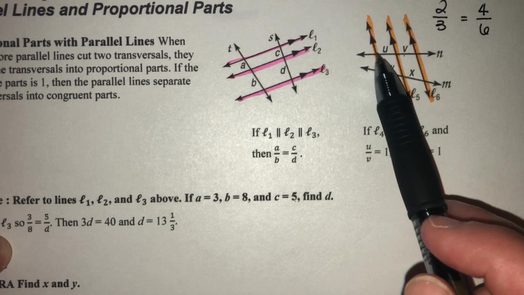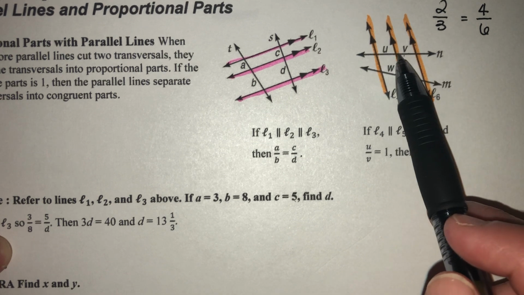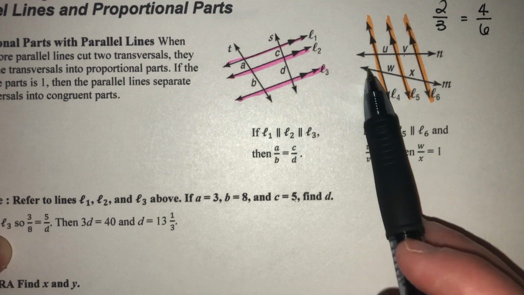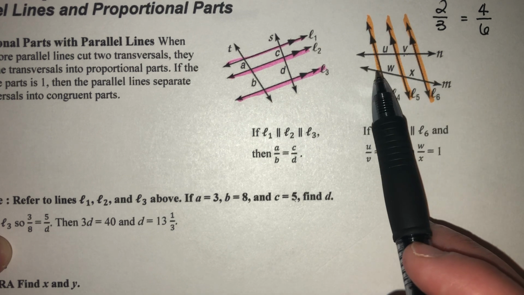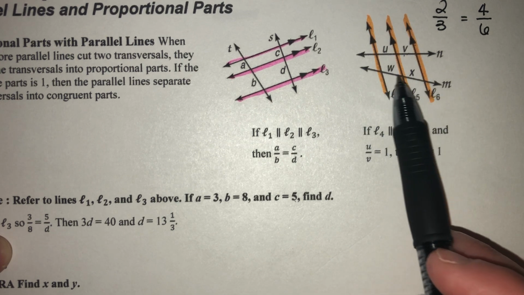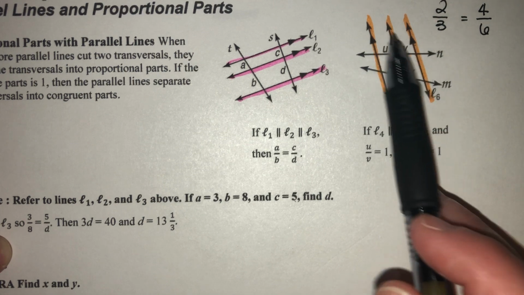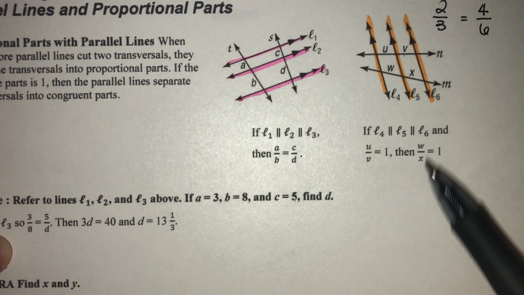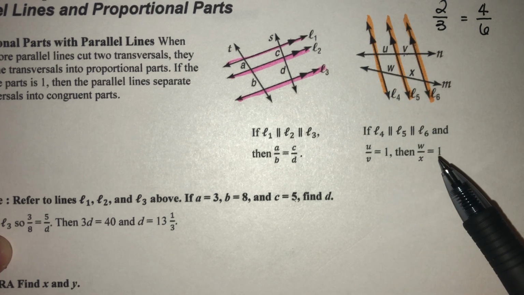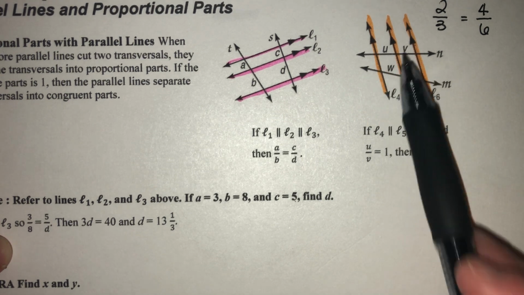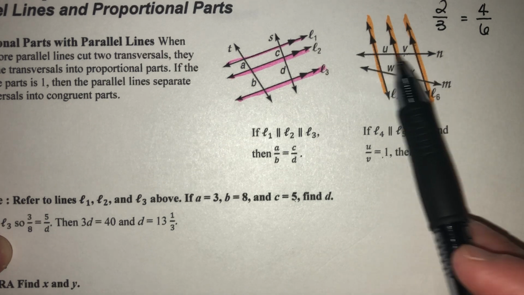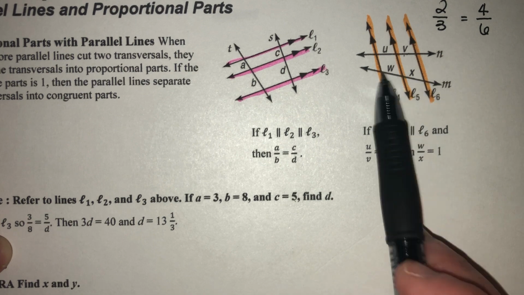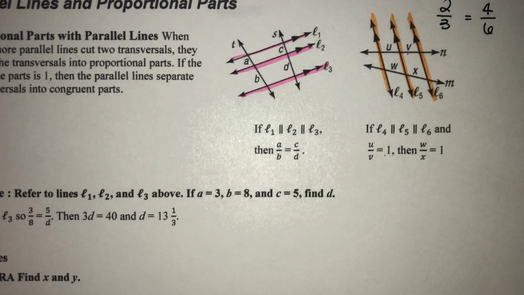So it basically means this line segment in this little area here got cut in half. So it would mean that this line segment in this little area also got cut in half. Whatever happens with this line by these parallel lines also happens to this transversal the same way. Okay, so if one of the ratios is equal to 1, it means these are congruent parts, so the other transversal also gets congruent parts. It's just all proportional.